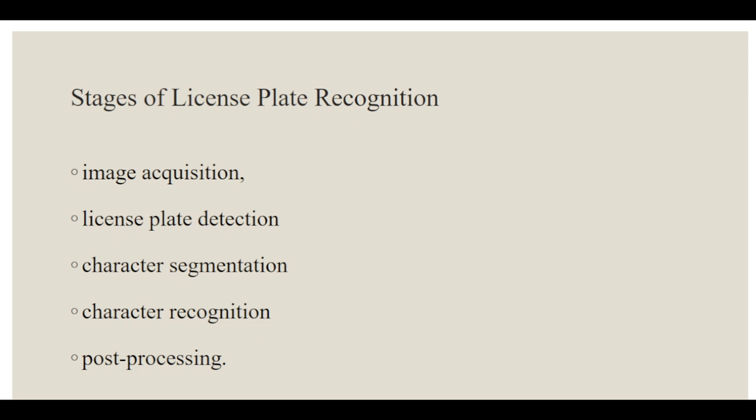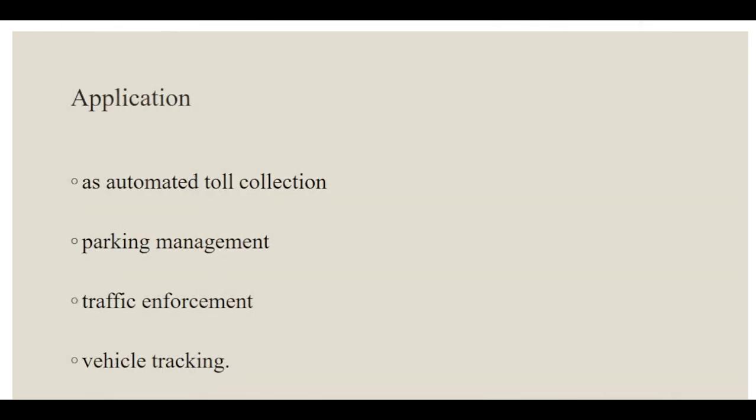Character recognition. In this stage, the individual characters are recognized and converted into text. This can be done using techniques such as template matching, optical character recognition (OCR), or deep learning-based approaches. Post-processing. Finally, the recognized text is processed to remove any noise or errors, and the license plate number is outputted. LPR systems are commonly used in applications such as automated toll collection, parking management, traffic enforcement, and vehicle tracking.